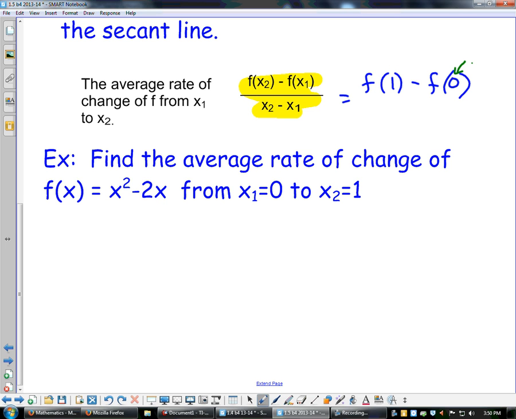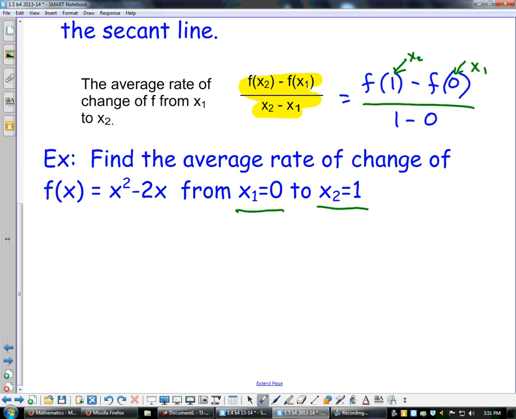So right here, this is your x1, right? Right here, this value is your x2. And the formula says divide by x2 minus x1, so that would be 1 minus 0.